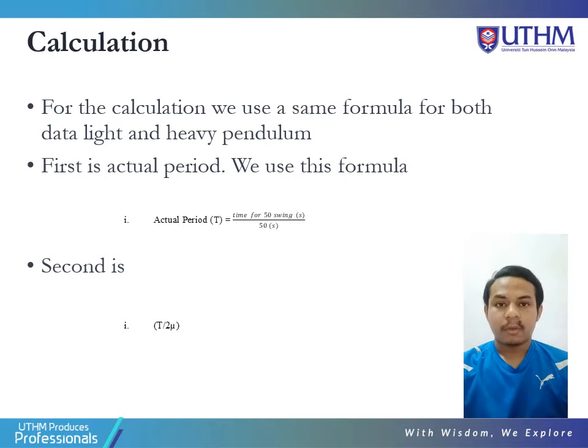For the calculation, we use the same formula for both the light and heavy pendulum data. First is the actual period. We use this formula where the actual period equals the time for 50 swings divided by 50 seconds. And the second calculation is T over 2 pi.